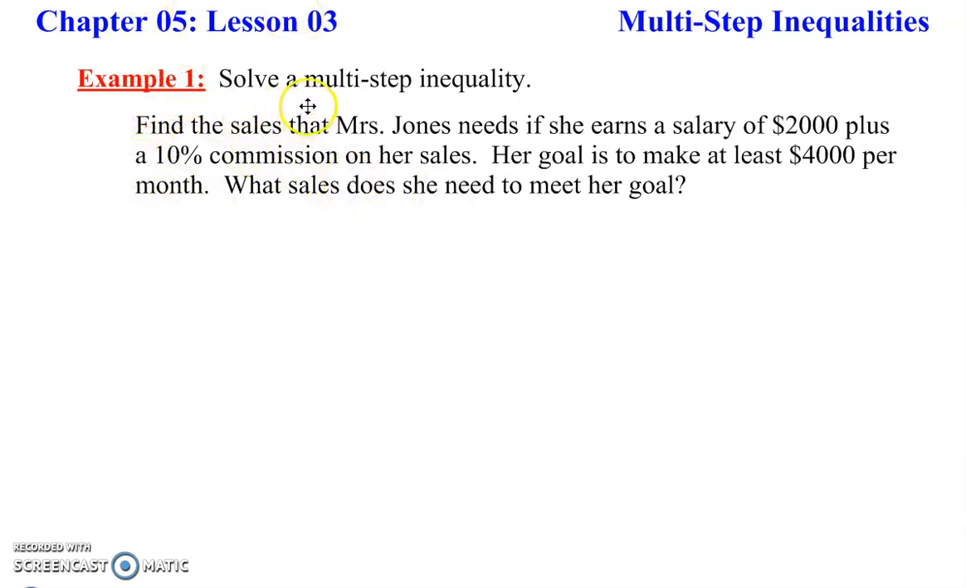So, find the sales that Ms. Jones needs if she earns a salary of $2,000 plus a 10% commission on her sales. Commission means that she gets paid every time she makes a sale. So if she sells $1,000 worth, then she gets 10% of those sales. And then her goal is to make at least $4,000 per month. What sales does she need?